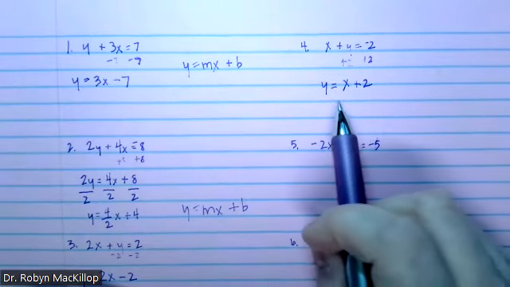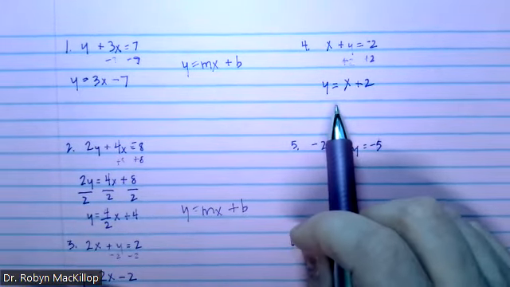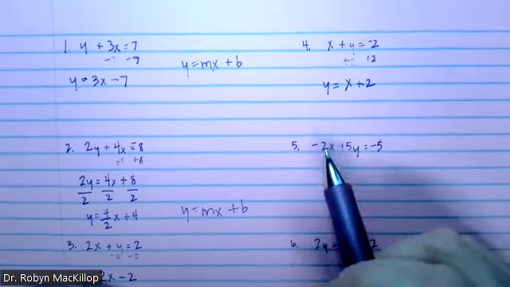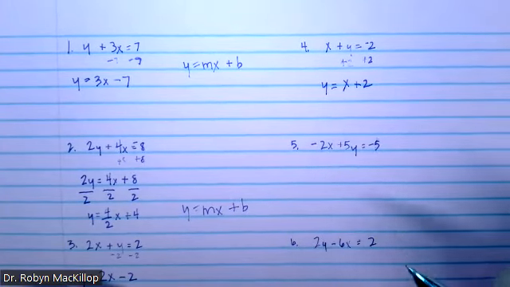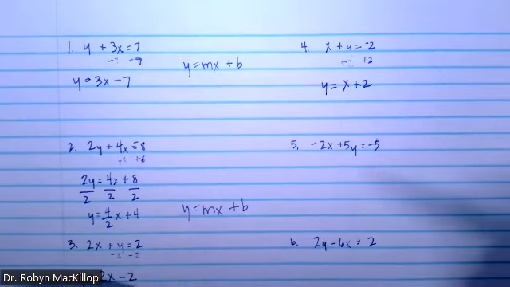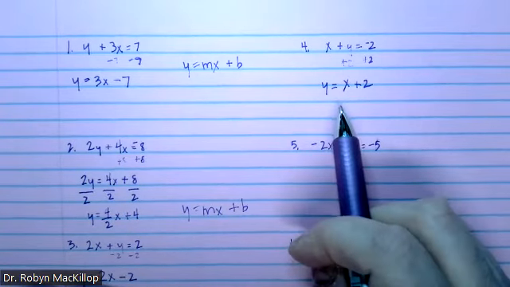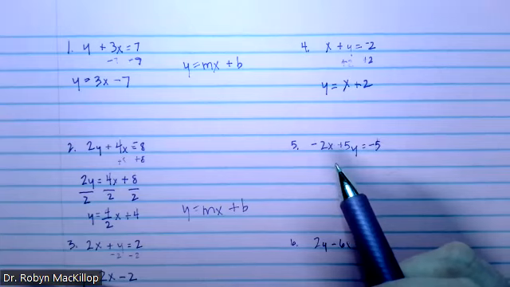Now, there's still a slope in there because anytime you have a single variable, it's basically the same as a 1 in front of it. We just don't put the 1 in there because if it's just the variable, you can assume it's 1.